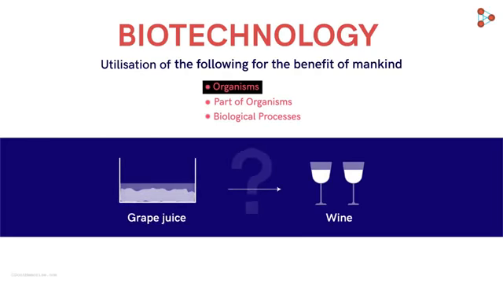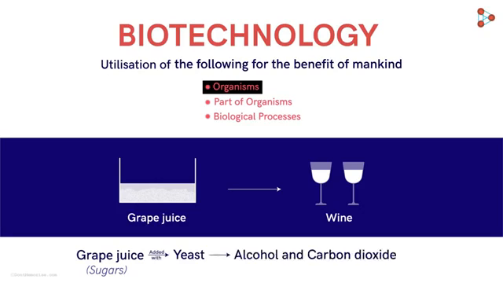Well, this is where the microorganism named yeast comes into play. It feeds on the sugars present in the grape juice and releases alcohol and carbon dioxide as byproducts. Here, a complete organism is used for the processing of grape juice and to convert it into wine. This was the first part of the definition. The second part of the definition states that a part of the organism can be used. So how can that be done?